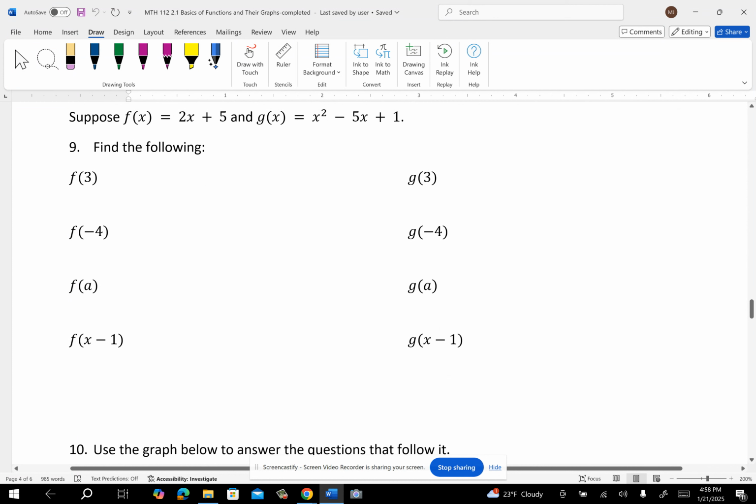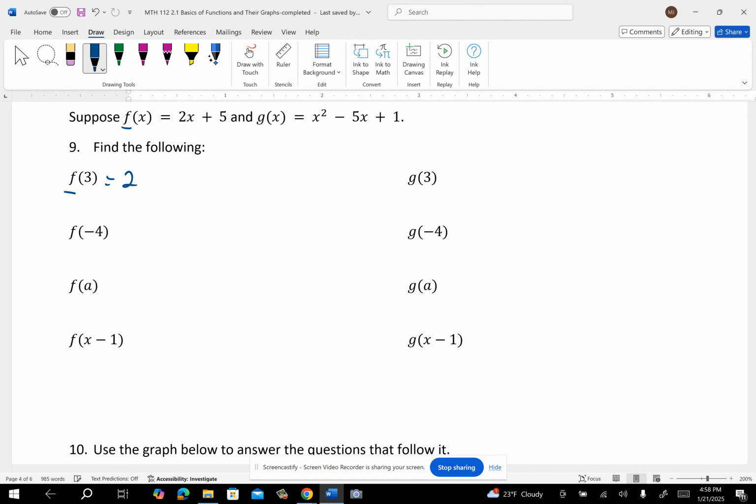All right, so if you're asked to find f of 3, because it said f, we would go to the rule 2x plus 5. F of x equals 2x plus 5. And 3 is your input, so that's your x. So you're going to plug it in place of the x and then work that out, and you'll get 6 plus 5, which is 11.